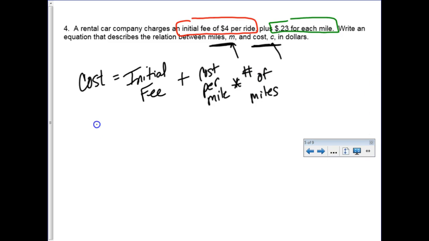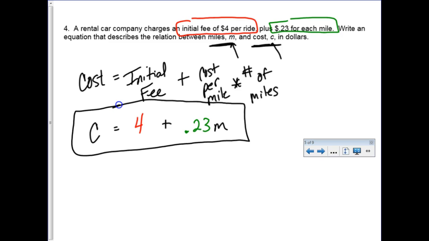All right, total cost. No idea, but I know I'm supposed to use C for my variable. The initial fee is $4. And then cost per mile was 23 cents, so 0.23. And the number of miles, I do not know, but they told me I had to use M for my variable. And because I have two unknowns, until they give me more information, I actually can't do anything more to that problem. So all I was supposed to do was create the equation, and we did.